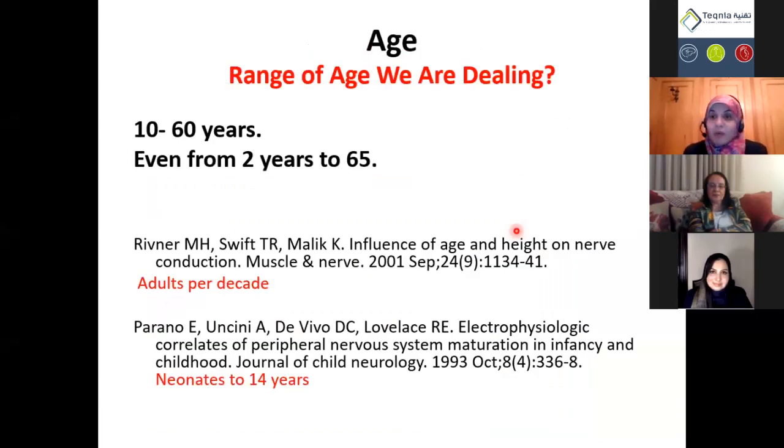The effect of age, I will not go into details because we are targeting from 10 to 60 years. From my practice, I see from 2 to 65 years, the values are very okay and they can do good. These are two references in case any one of you wants to. The pediatrician works very much with the neonates and whatever. This is for the adults, per decade from 20 to 90 years, and this is from neonates till 14 years. You can check the values for every nerve in these papers.